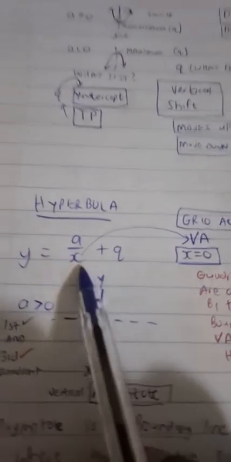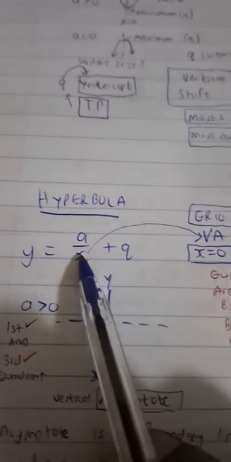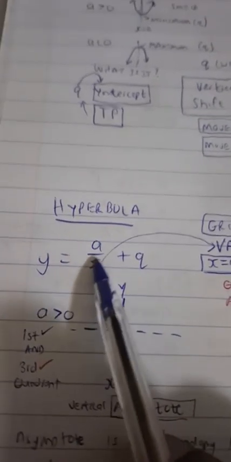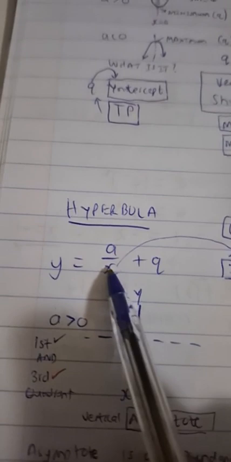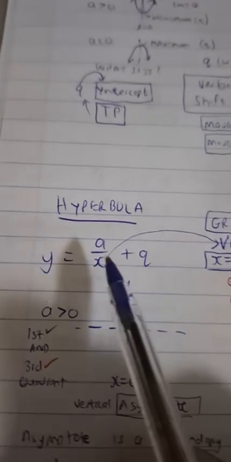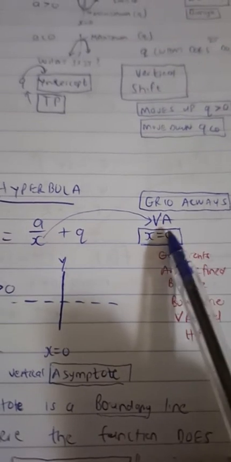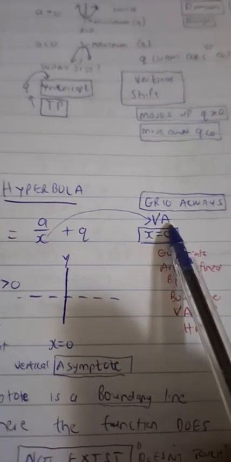Why? Because we know that x shouldn't be 0, because if this fraction has 0 in the denominator, that's what we know, that this cannot exist. It cannot be defined. So we say x is equal to 0 is our vertical asymptote.